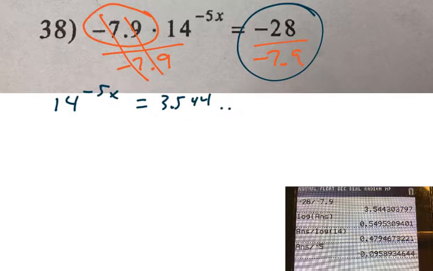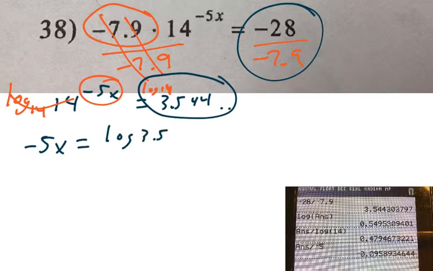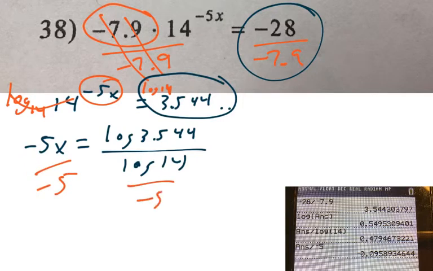And then the final key step in this case is we're going to do a log base 14 on both sides. Sorry, I had to squeeze it in there. Log 14 kills off the 14 base. We're just left with negative 5x equal to the log of 3.544 divided by the log of 14. And the last step, hopefully you can see, I'm just going to divide both sides by negative 5, and that's going to give me my x.